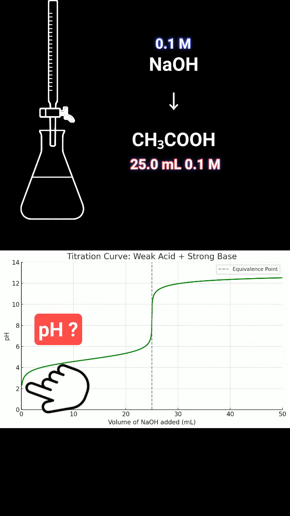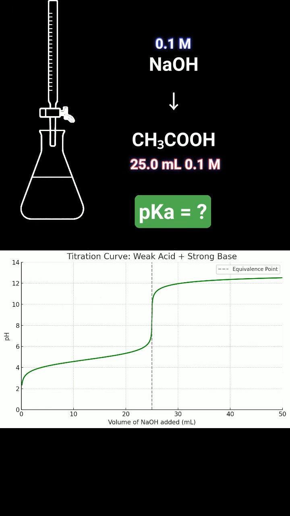Next question, what's the pH at the start of the titration? That's just the very beginning of the graph, before any base is added. Looking at the curve, the pH starts somewhere around 2.9, reflecting a weak acid. This is higher than a strong acid like HCl, which would start closer to pH 1.